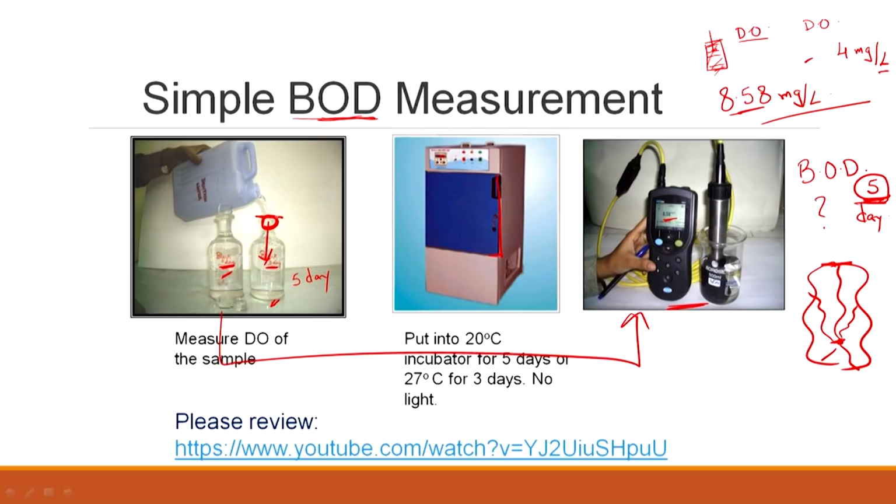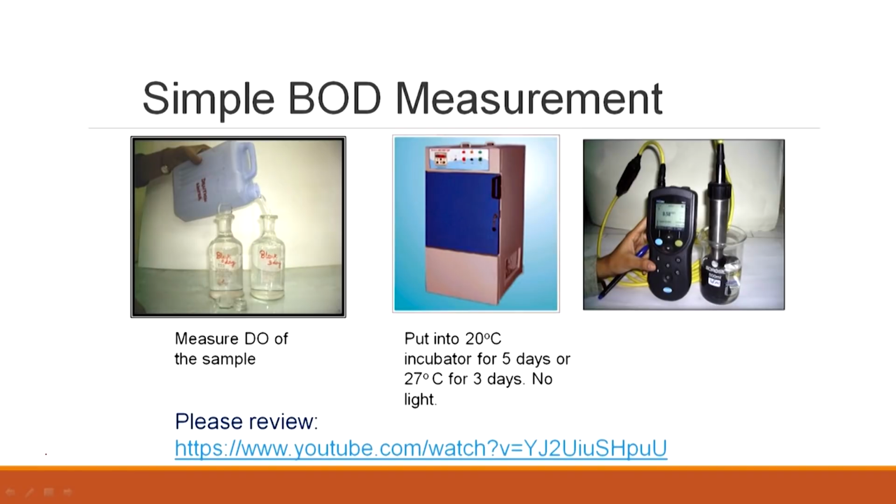So you fill it to the brim, put it in here, and as we just discussed, you put it in there for a standard period of time. Typically it is 5 days at a temperature of 20 degrees centigrade, which you can set in an incubator, or 3 days at 27 degrees centigrade if you are short of time. But if you look at the rate constant and the change with respect to temperature, both the values approximated by this combination of time and rate constant will be relatively similar.